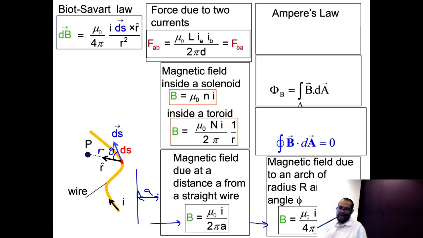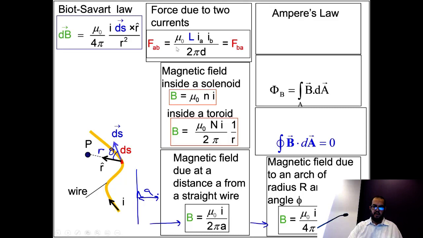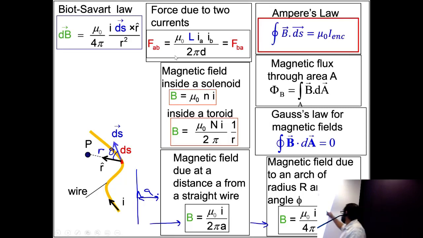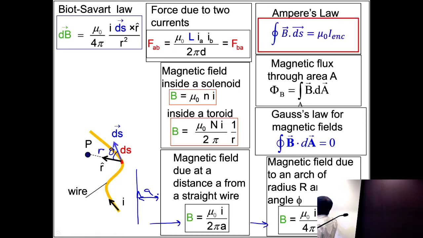So we introduced Ampere's law and Gauss's law. Ampere's law is very useful. It allows us to calculate the magnetic field in certain symmetric situations. Gauss's law is also very useful. It tells us that the flux of a magnetic field through a closed surface is always zero. I think we have finished everything. Any question about this chapter? Is this clear? Is there any concept that is not clear?